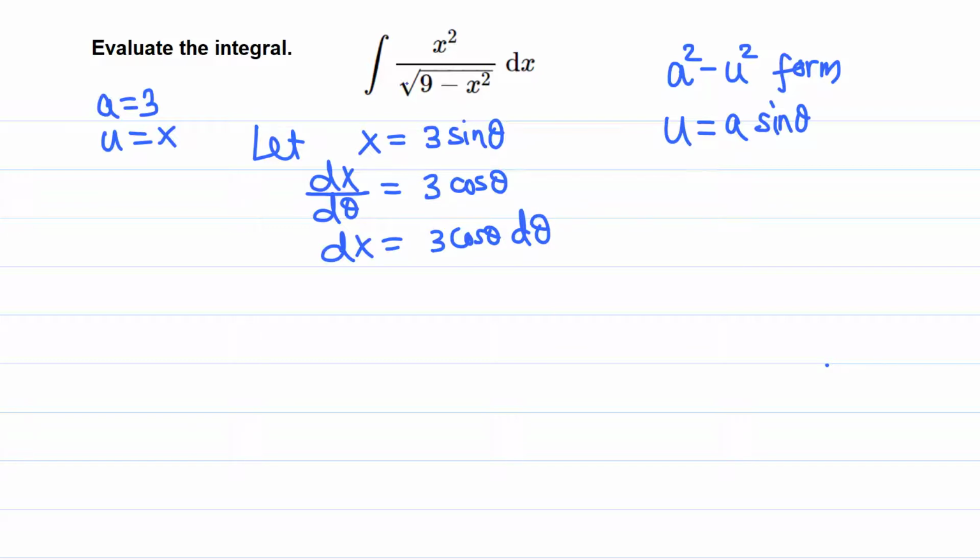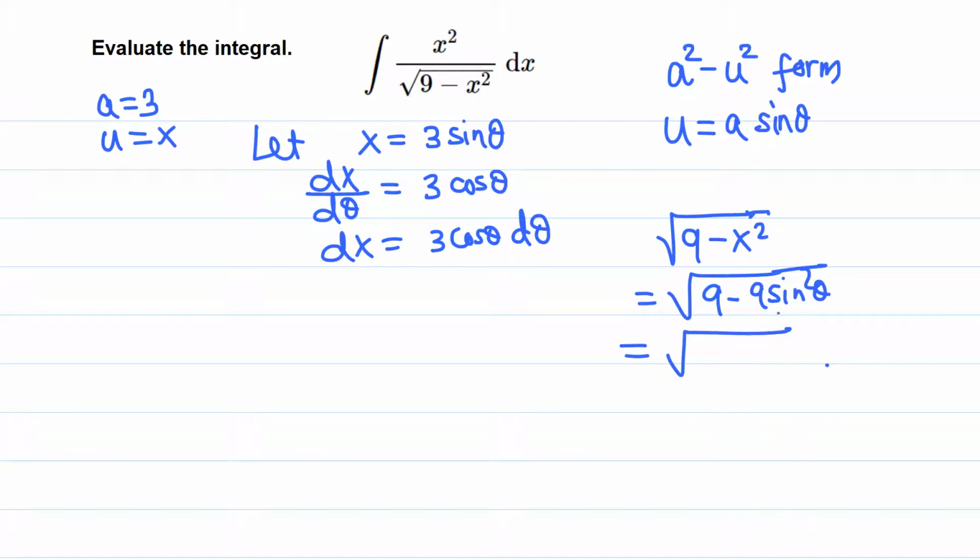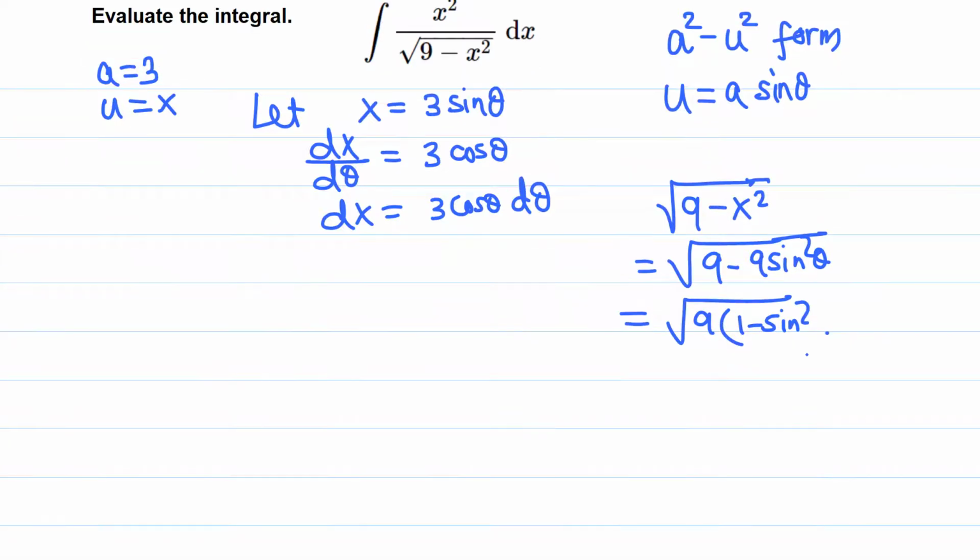With this, we can simplify the radical, the square root of 9 minus x squared. Let me do it over on the side. The whole purpose of this substitution is to get rid of this square root. So 9 minus x squared is 9 minus 3 sine theta squared. That is 9 minus 9 sine squared theta. Inside the radical sign, we can factor 9 out, leaving 1 minus sine squared theta.